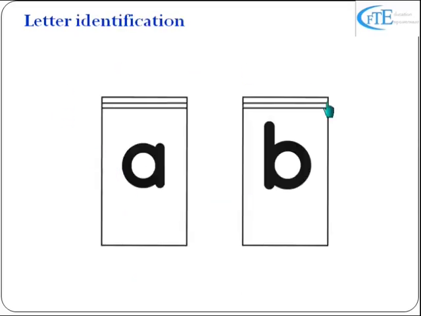Then place the two-letter cards side by side and play with your child. When you say a, your child has to put a finger on this card, and when you say b, your child has to put a finger on this card and repeat the sound. B, a, b, a, b, b, b. Now this becomes a game for the child, and they learn how to identify the letters and the sounds very quickly.